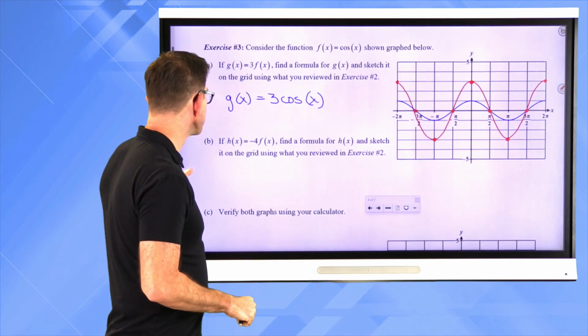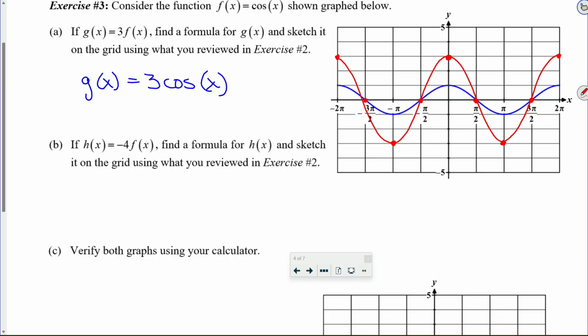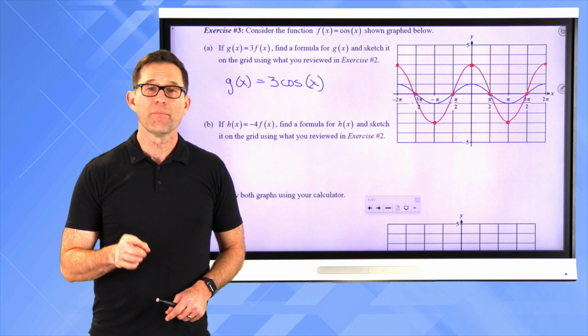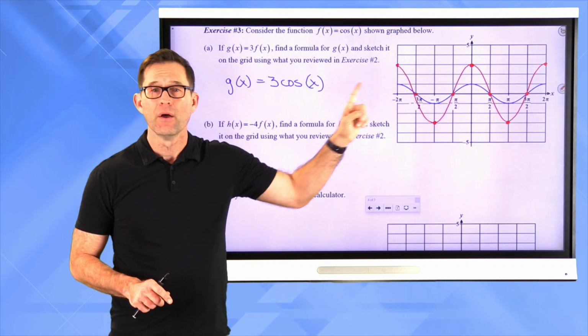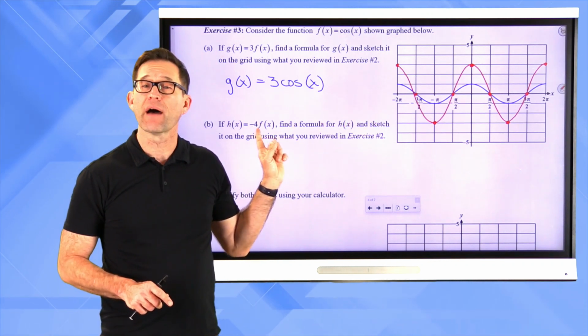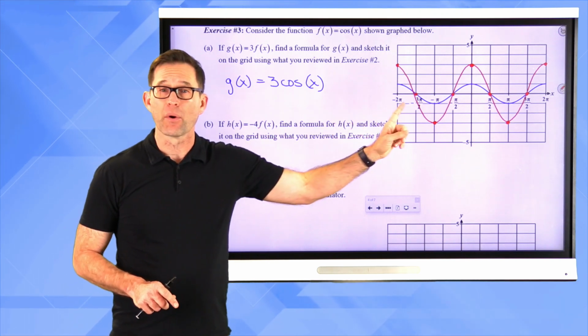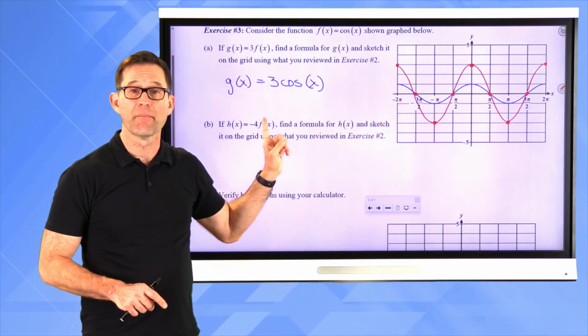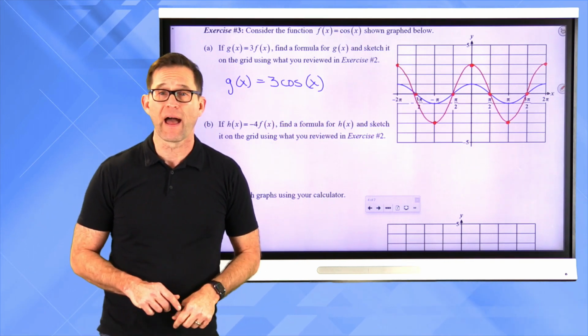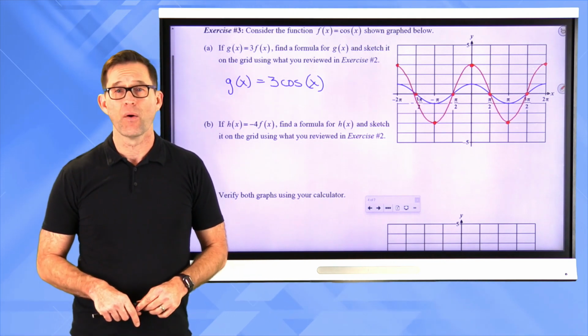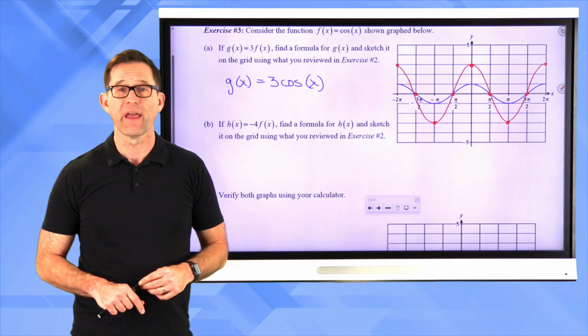Let's take a look at another one of these. Letter B. If h of x equals -4 times f of x, find a formula for h of x and sketch it on the grid using what you reviewed in exercise number 2. All right, well, I'd like you to pause the video and think about this. Now keep in mind, everywhere you now have a y value of 1, when you multiply that by -4, you'll then have a y value of -4. Everywhere you have a y value of -1, when you multiply it by -4, you'll then have a y value of +4. I'm going to end up drawing this graph in black just to give us a third color. Pause the video now and see if you can then draw the graph of h of x.